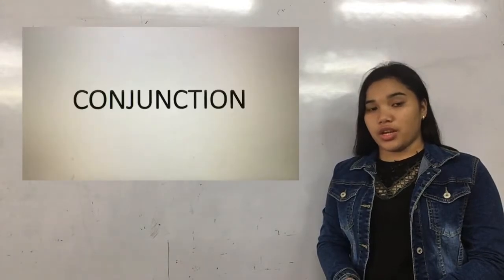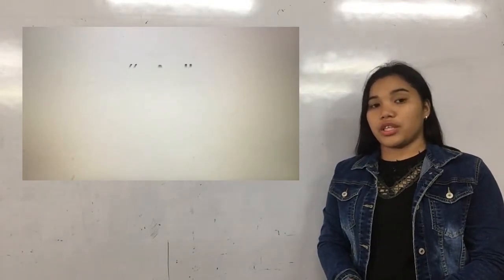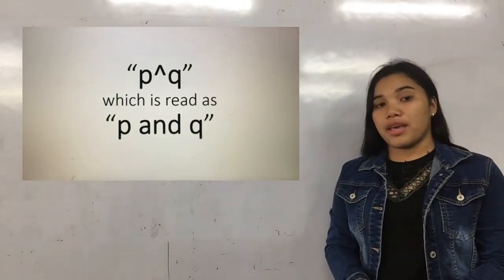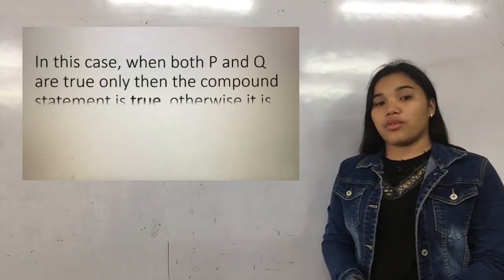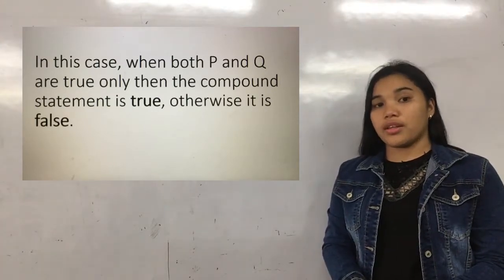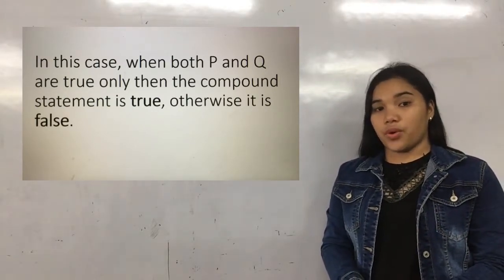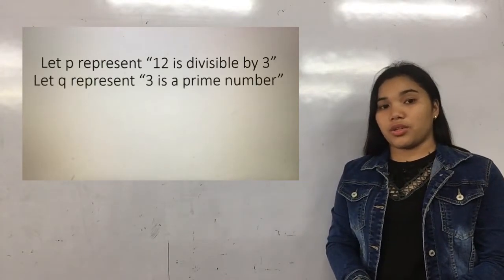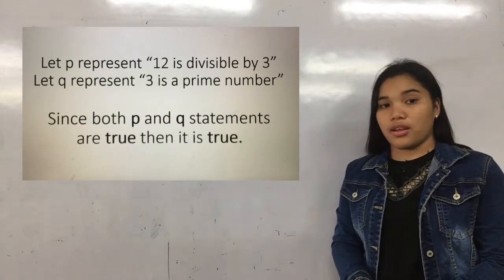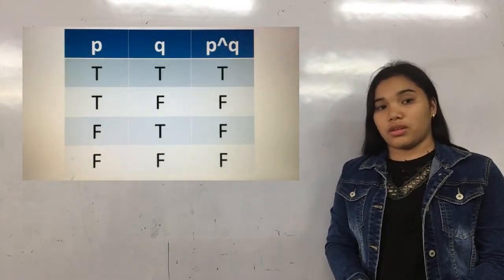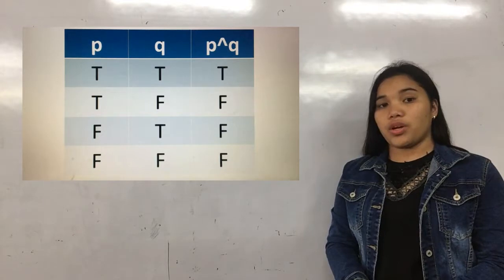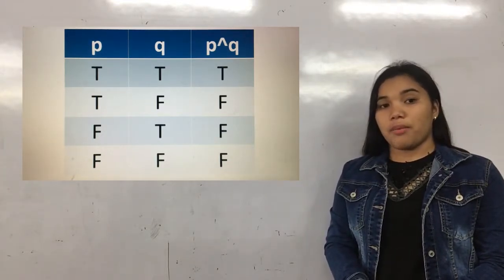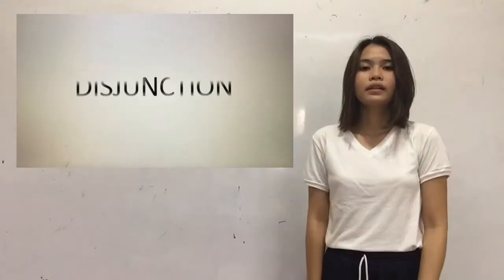First is conjunction. In symbols, it is written as P with caret Q, which is read as P and Q. In this case, when both P and Q are true, only then the compound statement is true. Otherwise, it is false. Since both P and Q statements are true, then it is true. Always remember that if P and Q statements are true, then P and Q is true. Otherwise, P and Q is false.